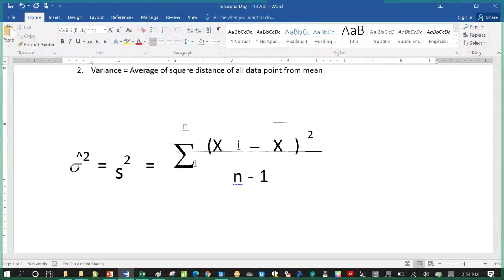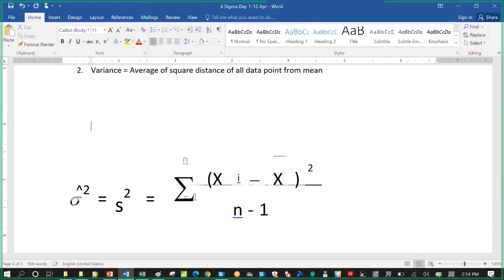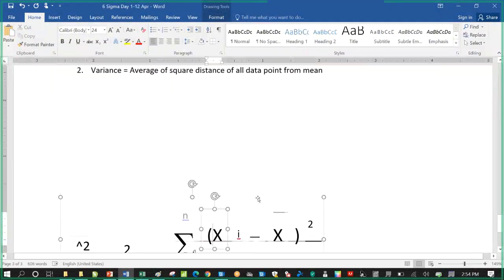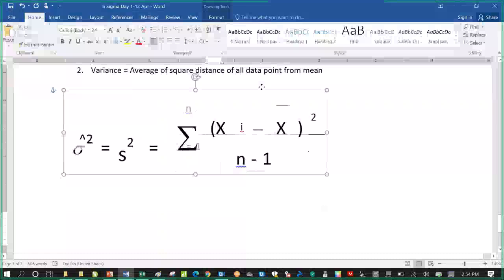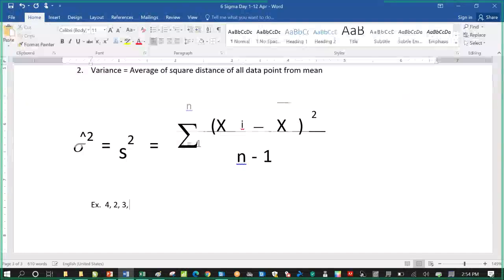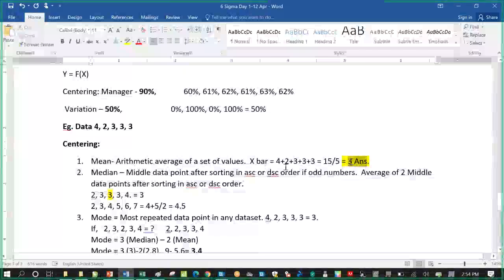Okay, so let's do it in this way. I'm not sure why this is playing like this. Here if you see the example, we had data 4, 2, 3, 3, and 3, right? And we have x bar. So x bar is how much? 3, right? Above you have already seen 3 is the answer for x bar.